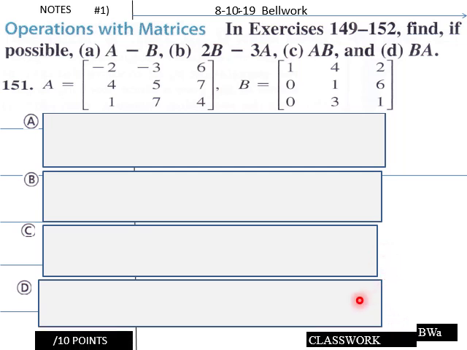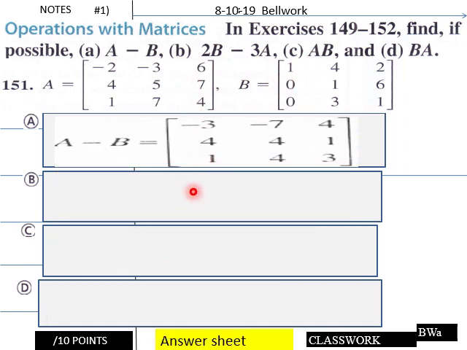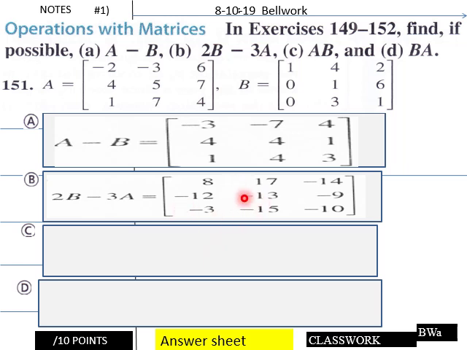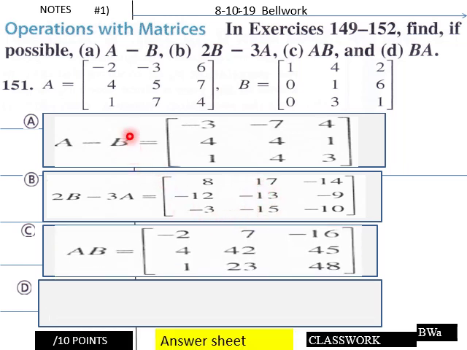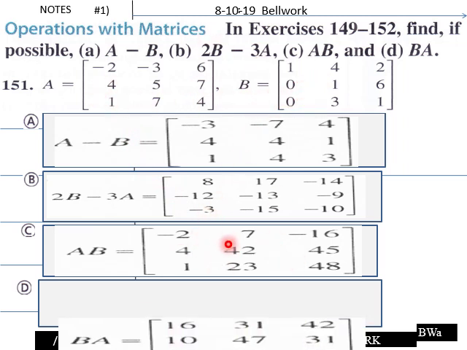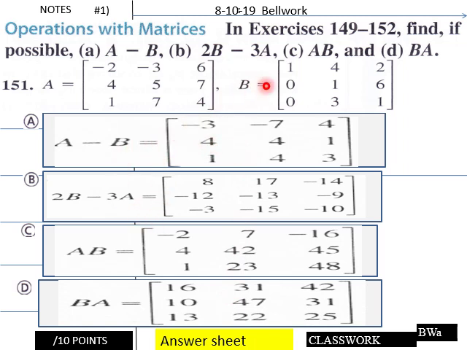Okay, welcome back everybody for your solutions for today's bell work. For A, which is A minus B, this matrix minus this matrix, you get this matrix here. And then for B, which is 2B minus 3A, you get this matrix here. And then for C, AB will be this matrix, A times B. And then for D, which is BA, B times A, you get this matrix here.